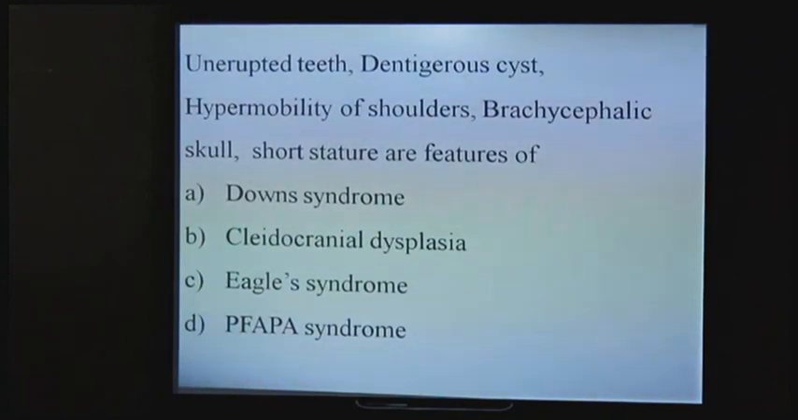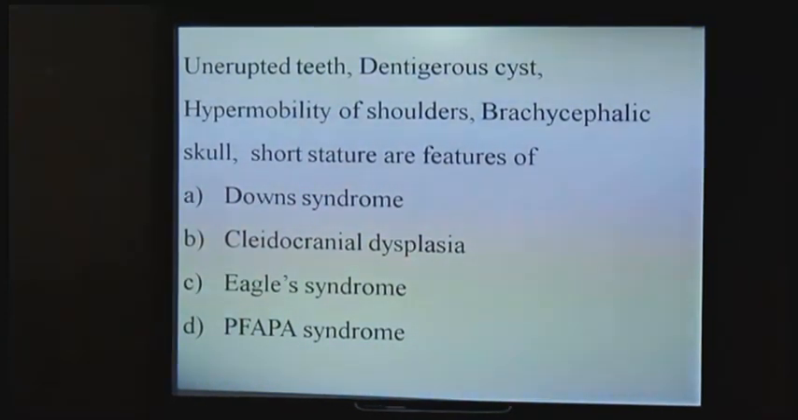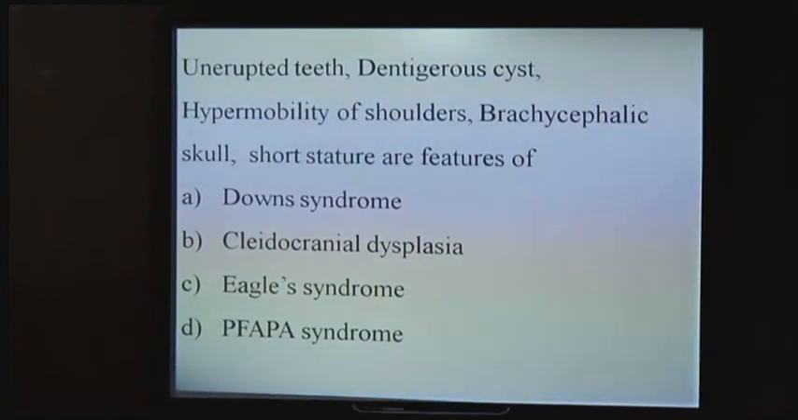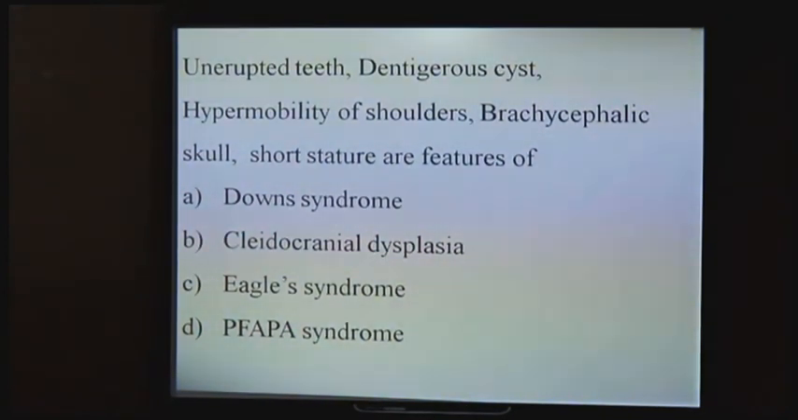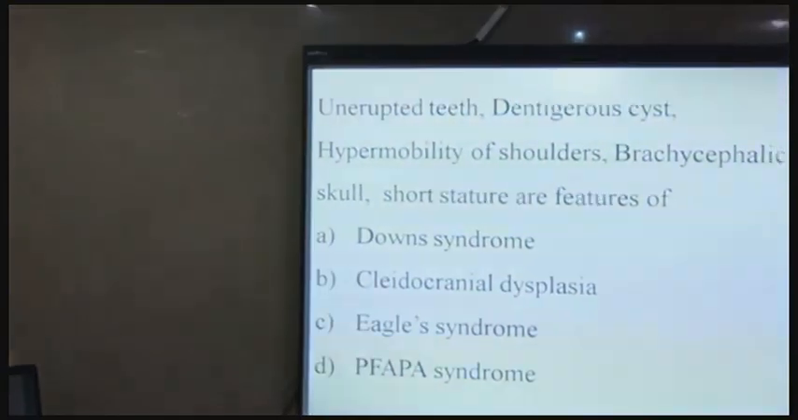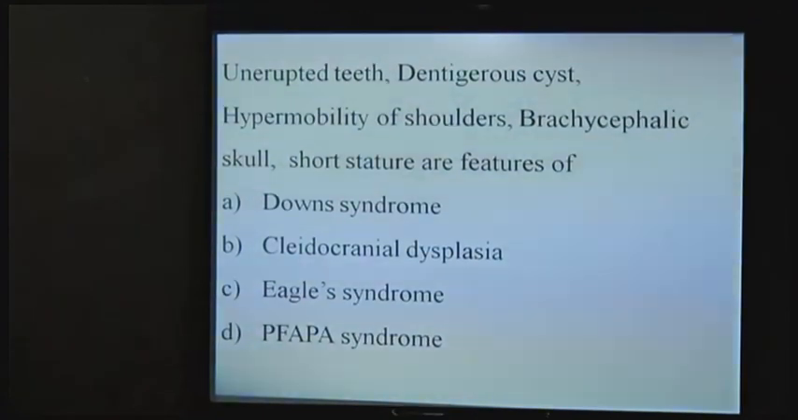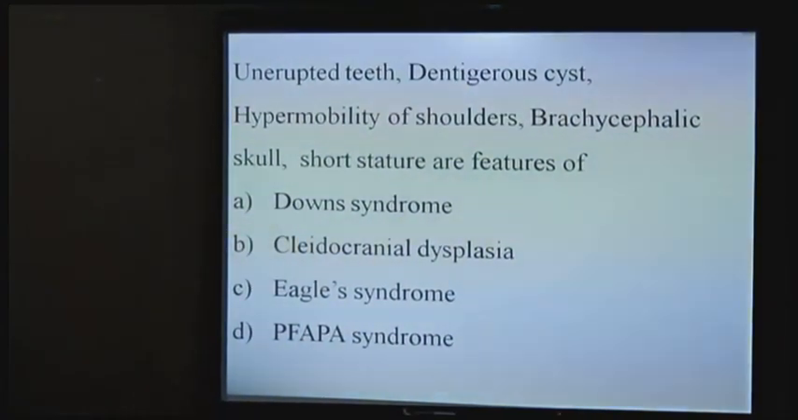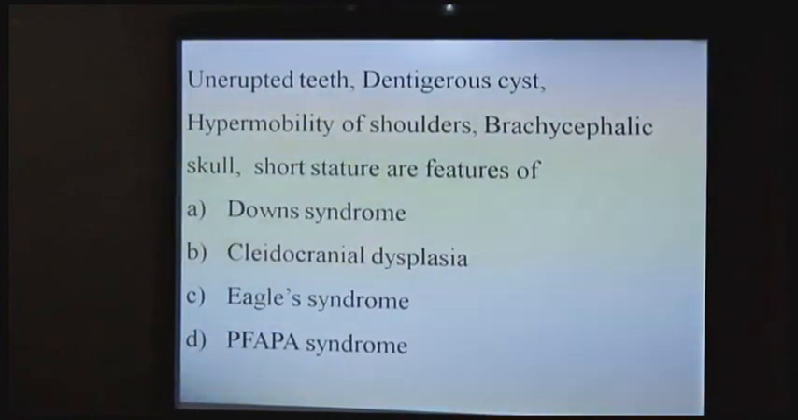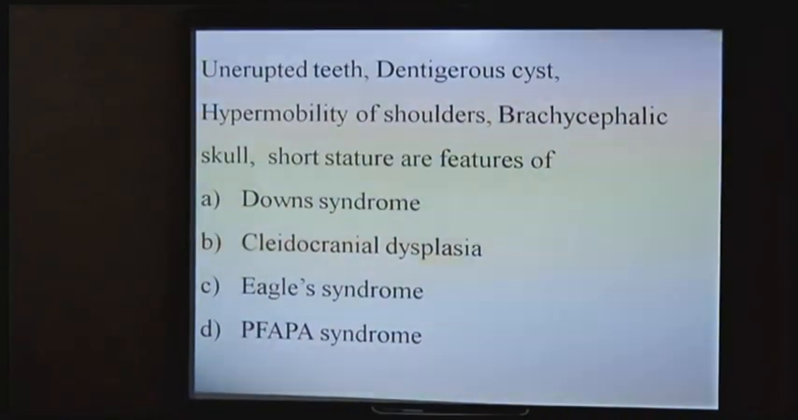cleidocranial dysplasia. Cleido means clavicle. Cranial, you have a brachycephalic skull. Dysplasia is you have the other features. Down syndrome, it's your 21 trisomy syndrome. Alright. Eagle syndrome, elongation of styloid process. There's a difference between Eagle syndrome and stylohyoid syndrome. Eagle syndrome, you will have elongation of styloid process, but in Eagle syndrome there will be pain on turning the neck. And there will be a neck injury. Whereas in case of your stylohyoid syndrome, you will not have neck injury and there will not be any pain on turning of neck.